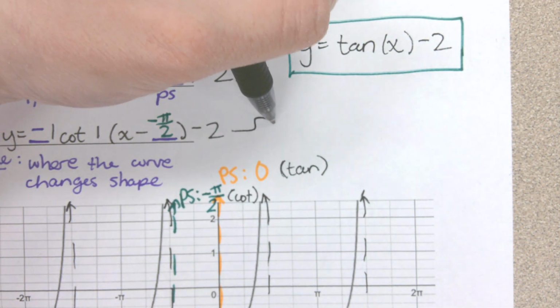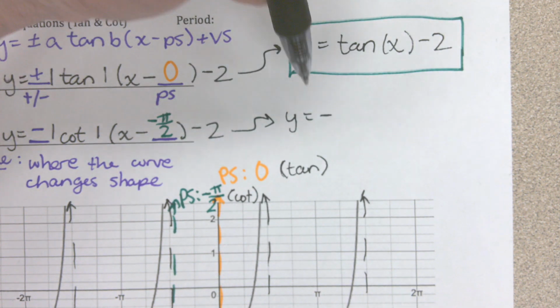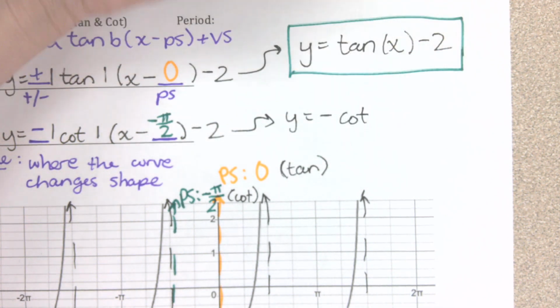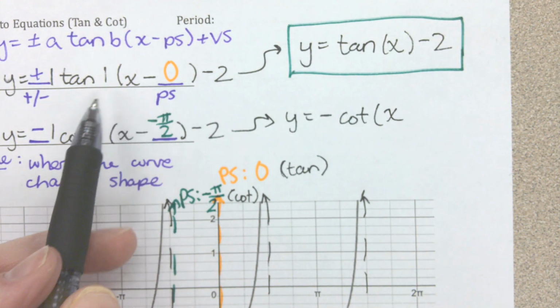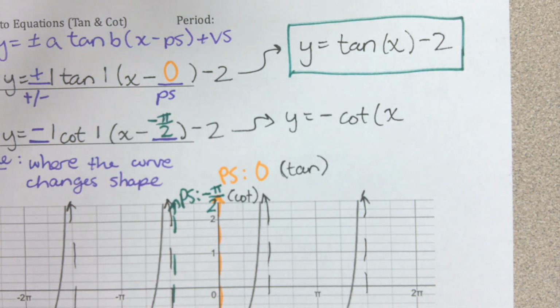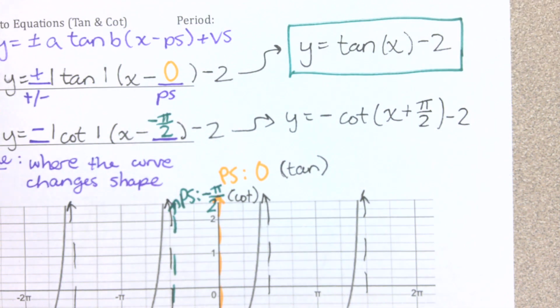Let's clean this up a bit. Y equals, I have to keep the negative, but I'll drop the 1. Negative cotangent, I'll drop the 1 for B. X, clean this up, do not ever leave minus negative, plus pi over 2, minus 2 at the end.